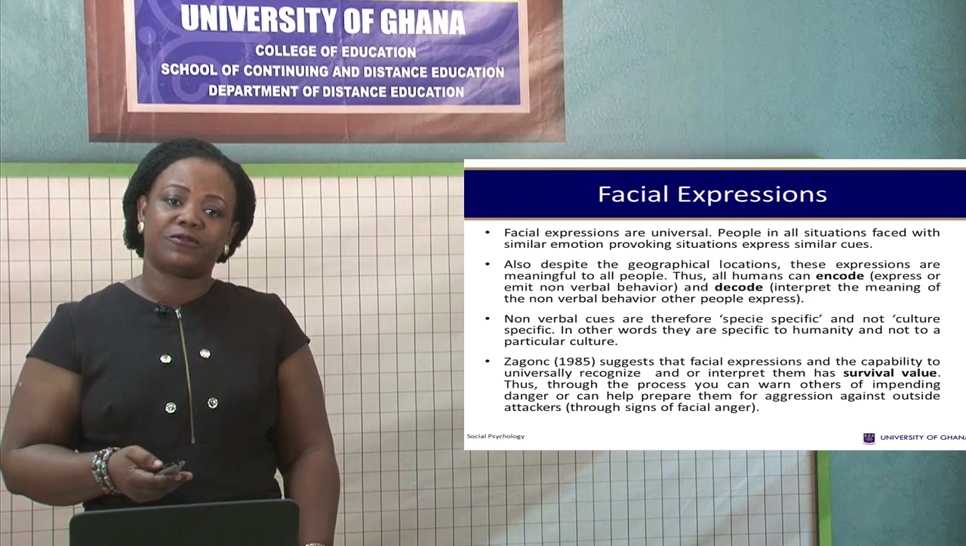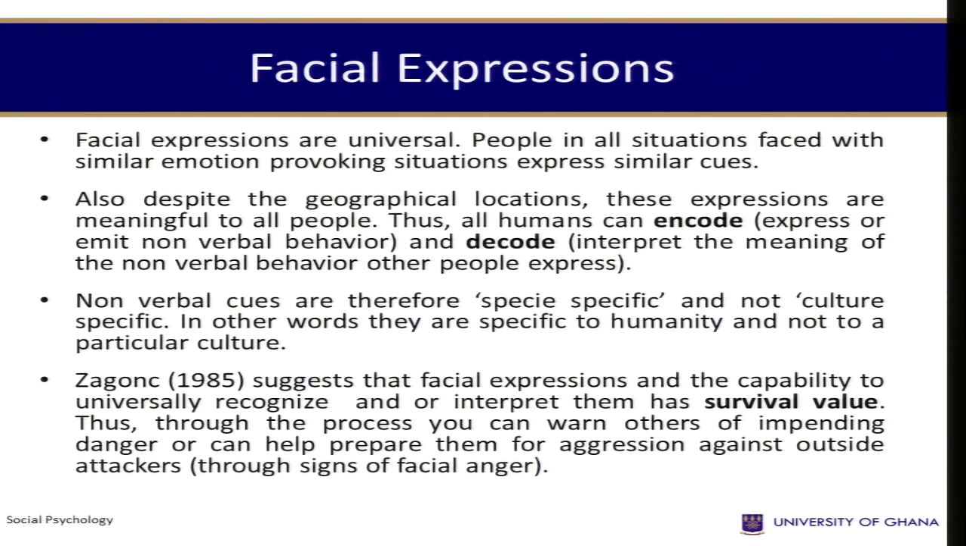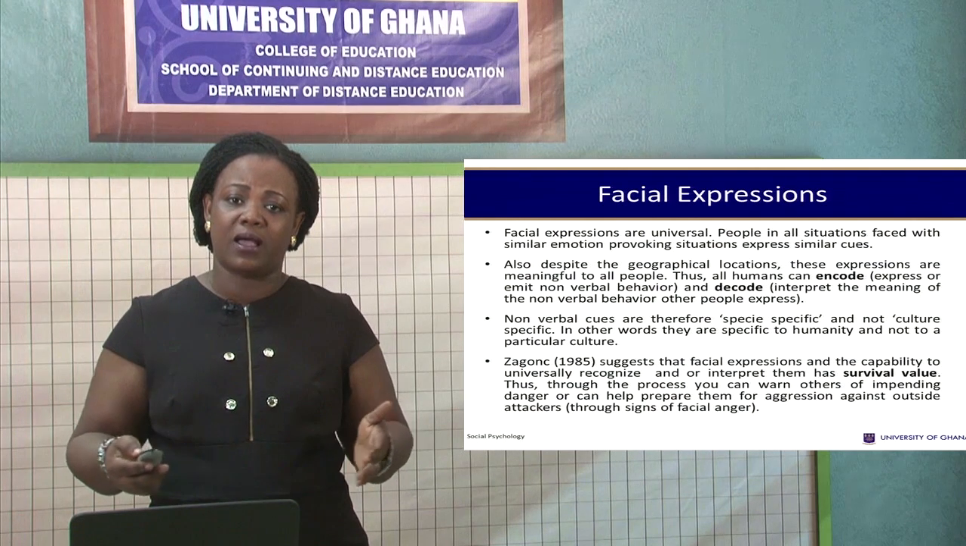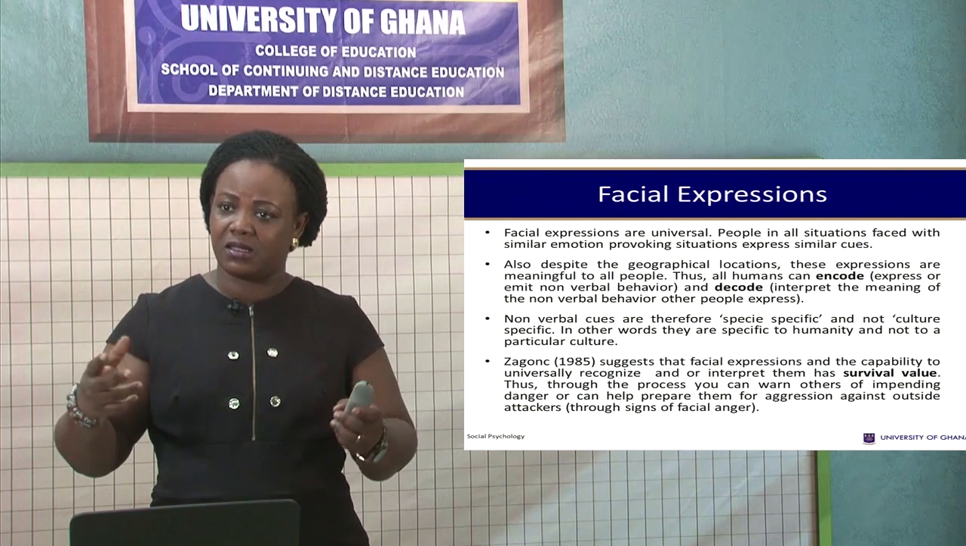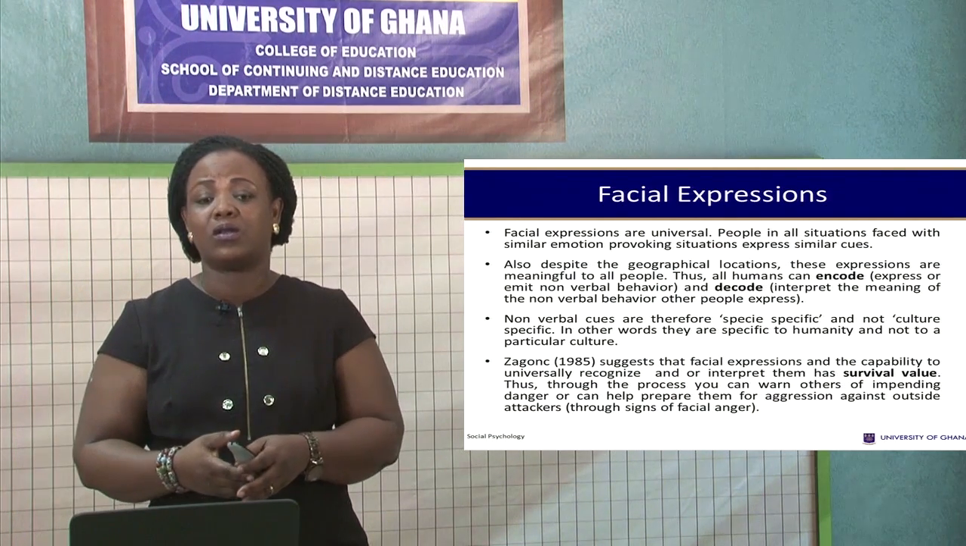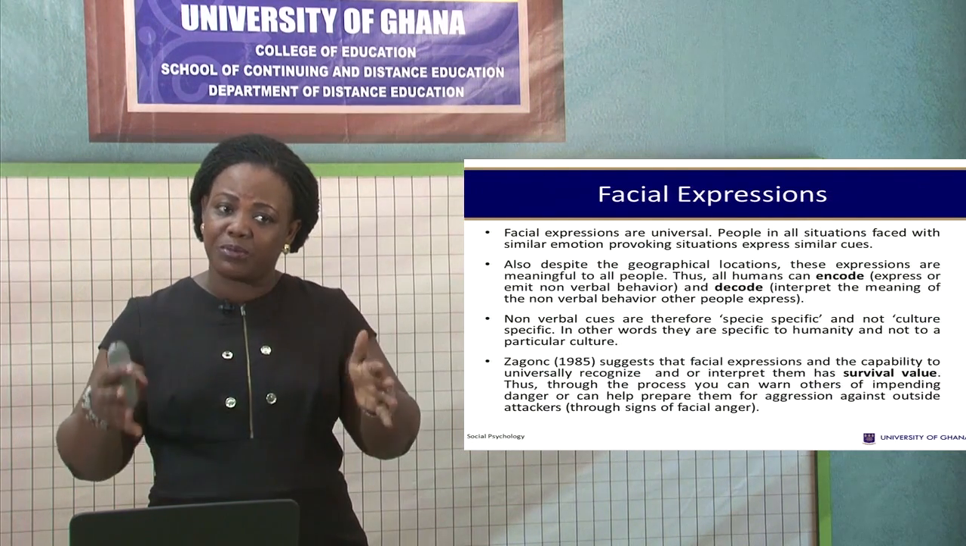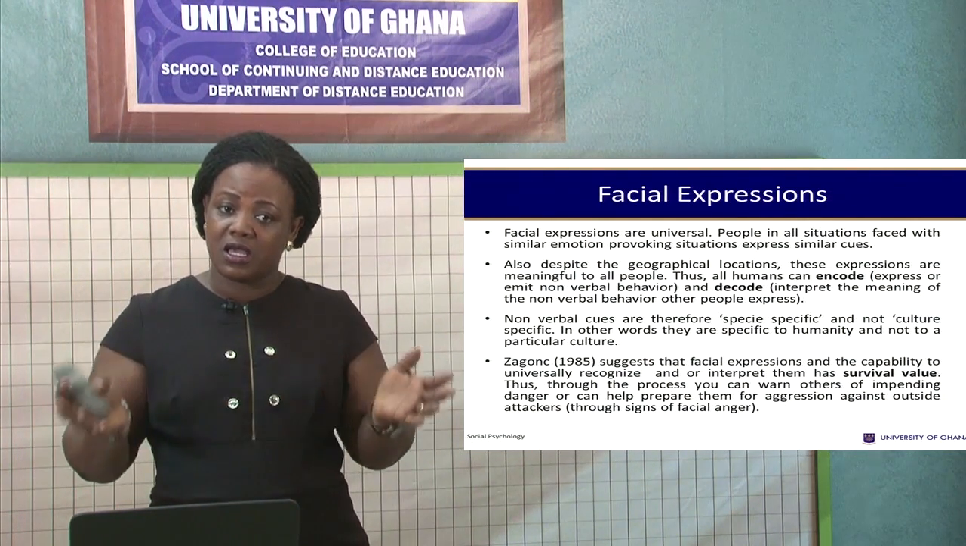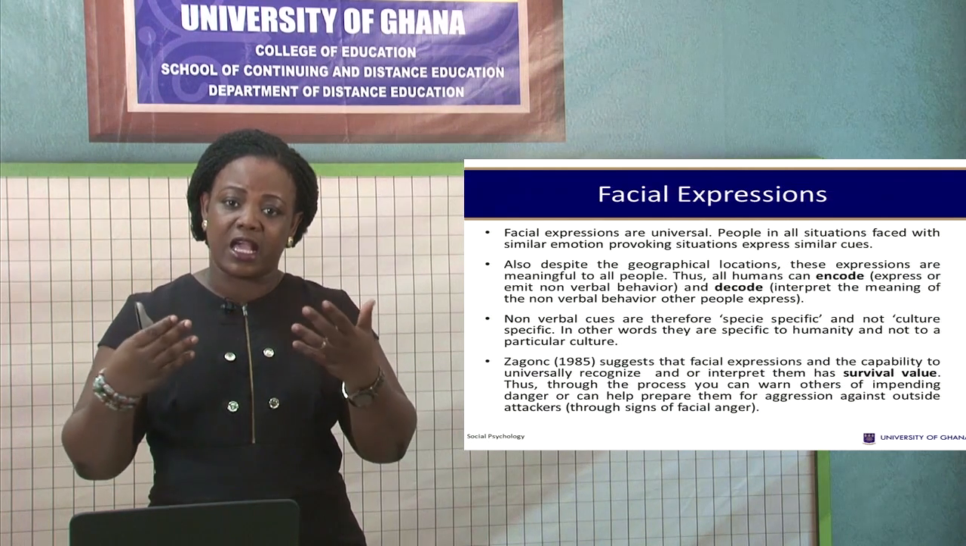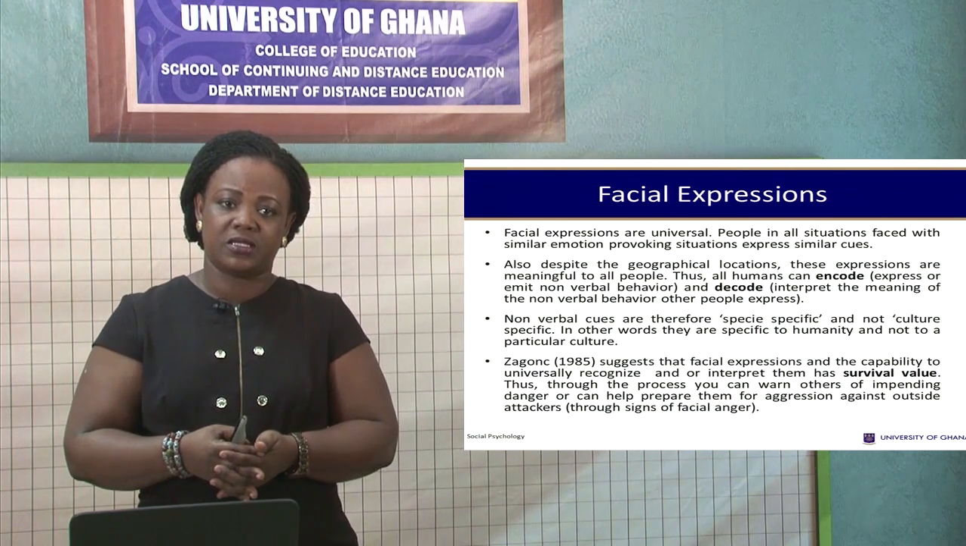We say that facial expressions are universal. What then do we mean? If a Ghanaian is happy, he smiles. If an Asian is happy, he or she would smile. So a smile is universal. It does not mean happiness in one context and mean sadness in another. A smile would mean happiness in different cultures, so it's a universal expression on the face.